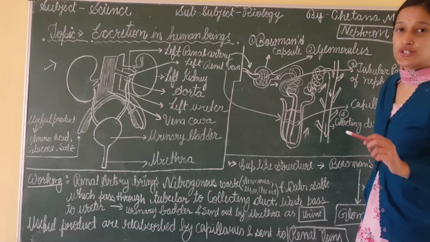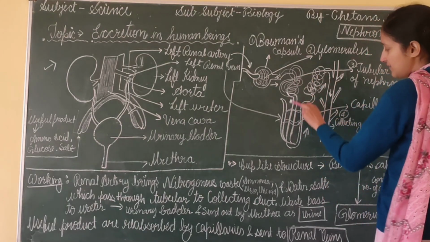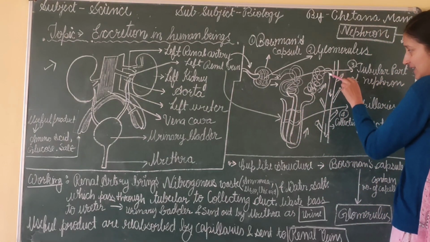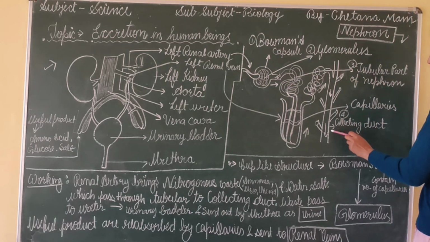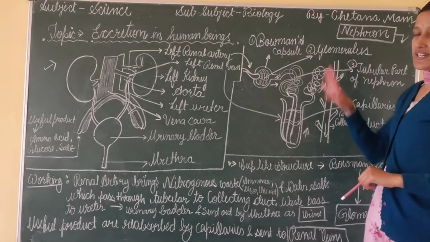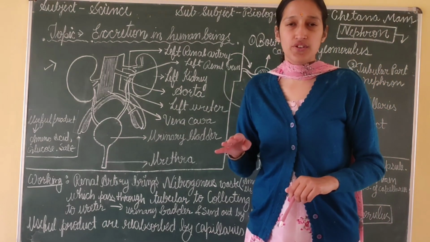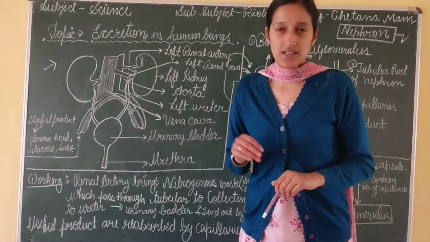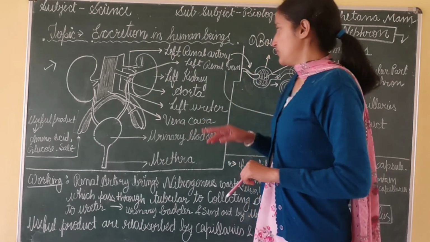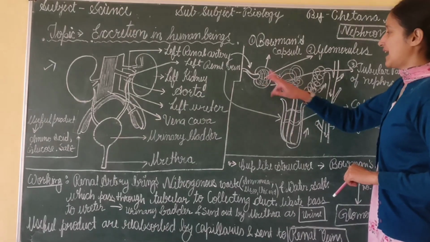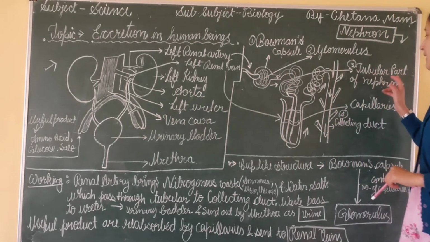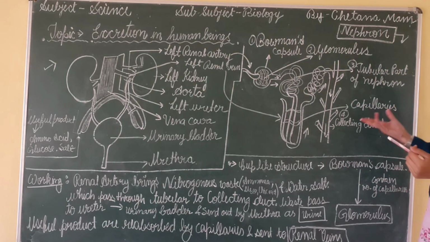So this part is the tubular part of the nephron. Then we can go this way, and at the fourth number comes the collecting duct. So there are four main parts of the nephron you may learn. The first one is Bowman's capsule, inside it the glomerulus. The third one is the tubular part of the nephron, and the fourth one is the collecting duct.